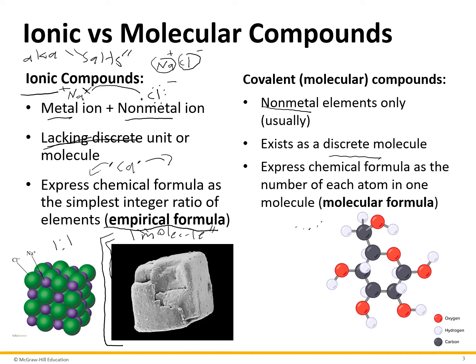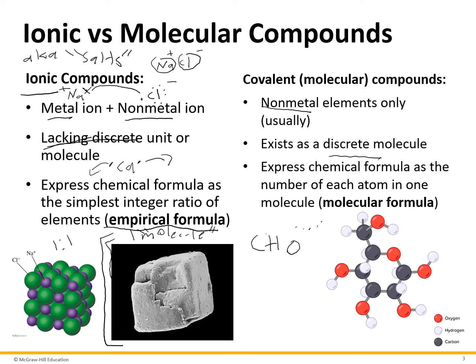And you express the chemical formula as the number of each atom in one molecule, and we call that the molecular formula. So this is a molecule of glucose. What would the molecular formula for a glucose molecule be? It has three elements in it, we can see. It has carbon, hydrogen, and oxygen, CHO. Well, how many of each does it have?